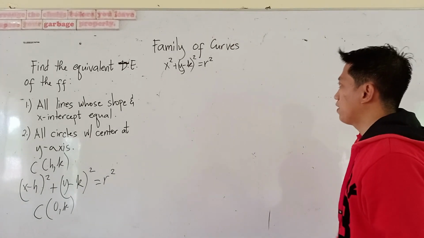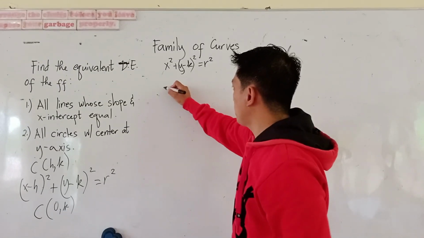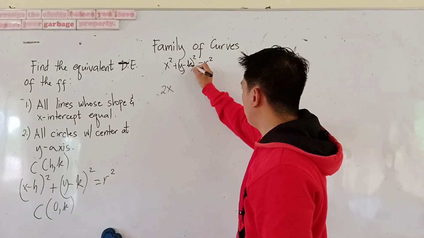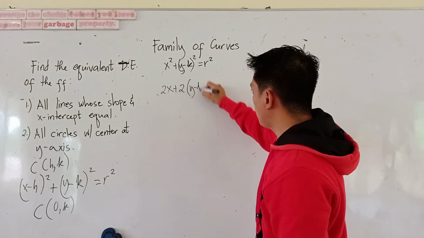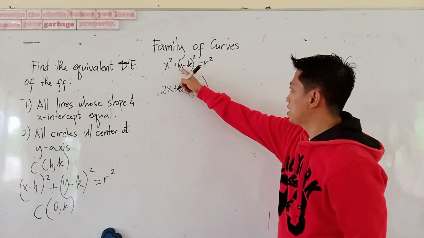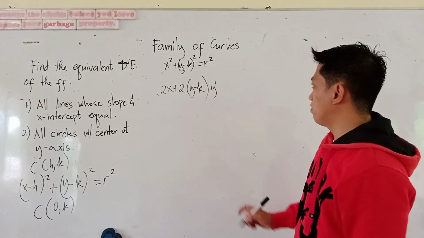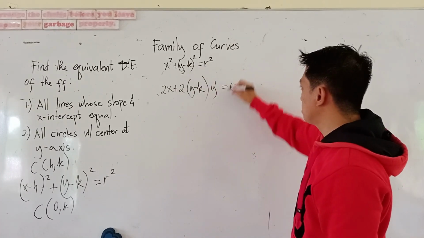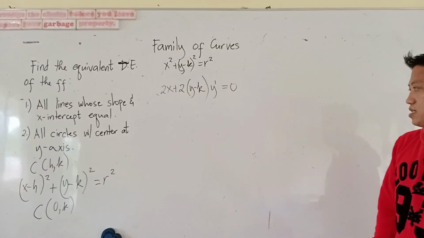So first, we're going to differentiate this. X squared, what is the derivative of x squared? That is 2x. Tama mga boss. So derivative of this, we have 2 times (y minus k). So what is the derivative of y? That is y prime. Derivative of k is 0 mga boss. So equals, derivative of r squared is 0 because r squared is constant. So derivative of constant is 0.